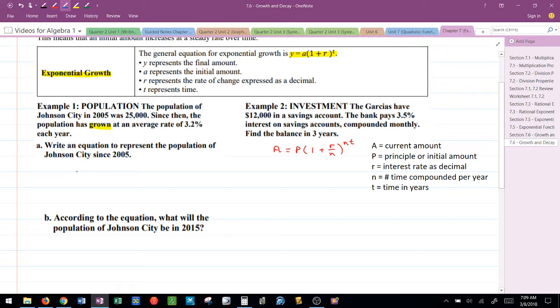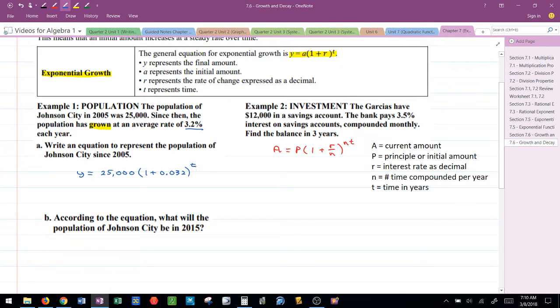All right, so if I write this, I have y is equal to. Now, a represents my initial amount. My initial amount here is going to be 25,000. That's what the population was in 2005. I'm going to multiply that times 1 plus the rate, or in this case, the growth rate. But I never write a percent as it's written. I always change it into a decimal form. So this would be 0.032. So remember, you have to move that decimal 2 places to the left when changing it from a percent to a decimal. And then I'm going to raise that to the power of t.